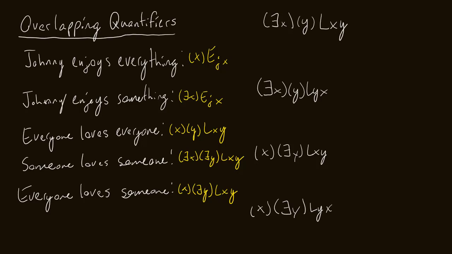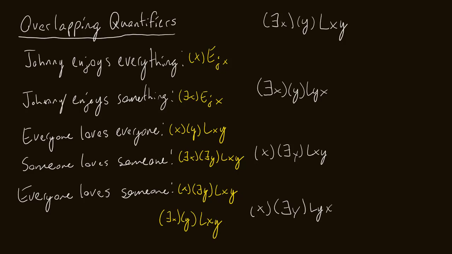Now, what if I had the opposite statement? What if I had there exists an x for all y such that LXY? What this is telling us is that there exists one person who loves everybody. So that is a completely different statement than "everybody loves someone." I think it's a lot easier to find everyone who loves somebody than it is to find someone who loves everybody. So we've seen that the order of these overlapping quantifiers matters, and likewise, the order in which we write our subjects, so LXY or LYX, is going to matter.